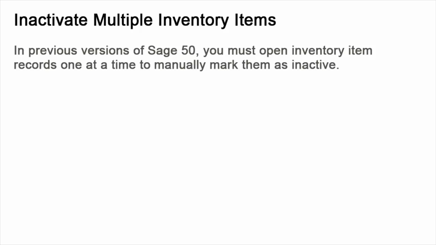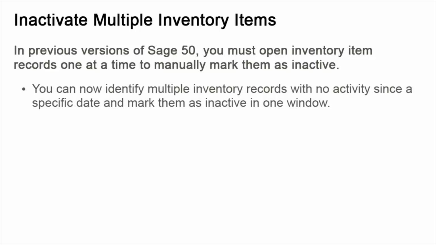In previous versions of Sage 50, you must open inventory item records one at a time to manually mark them as inactive. When multiple inventory items need to be inactivated in one sitting, this process can be time-consuming. With Sage 50 Accounting 2018, you can now quickly identify multiple inventory item records with no activity since a specific date and then easily mark them as inactive in one convenient window.